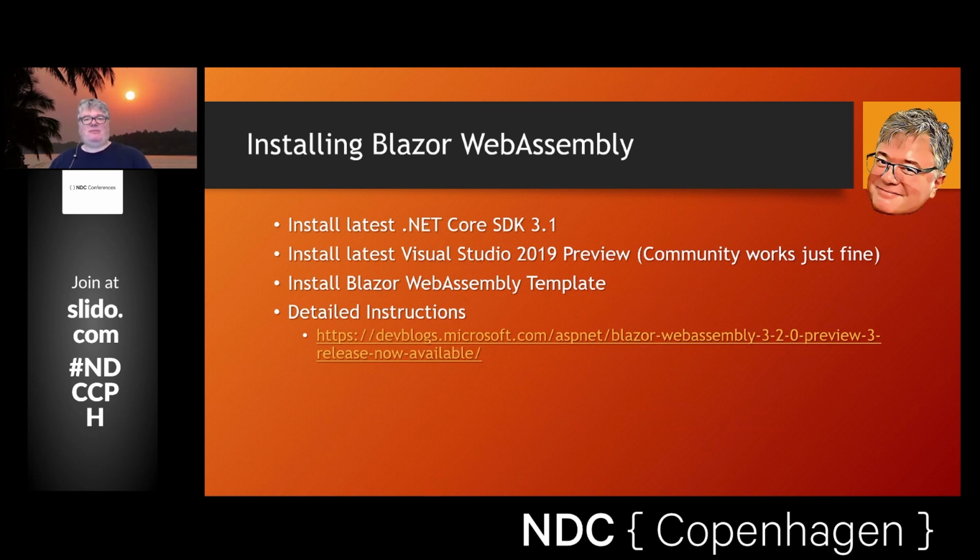You don't need to spend any money, but you guys are probably all professional developers. You probably have MSDN, you probably have enterprise. That's just fine. But the community edition does everything that you need to do. You install the latest .NET Core SDK 3.1. All right. And then you install the Blazor WebAssembly template. And it's a command line thing that you just run. And if you just Google Blazor WebAssembly getting started, or WebAssembly Preview 3 now available, that will also show you exactly what you need to do to install it.